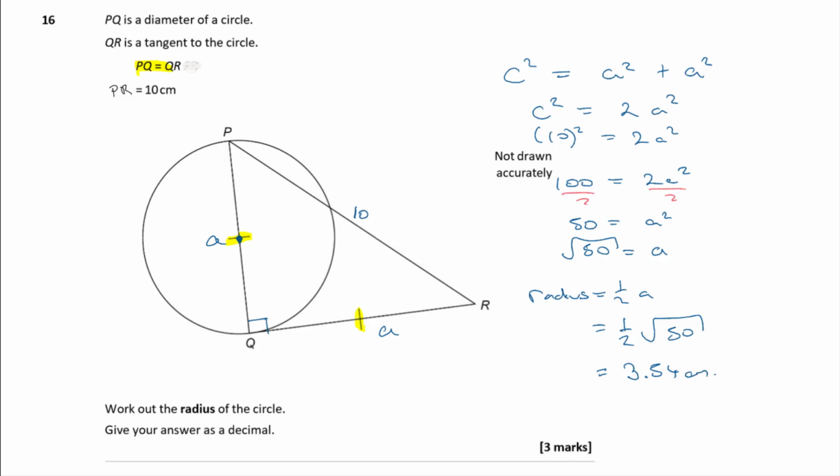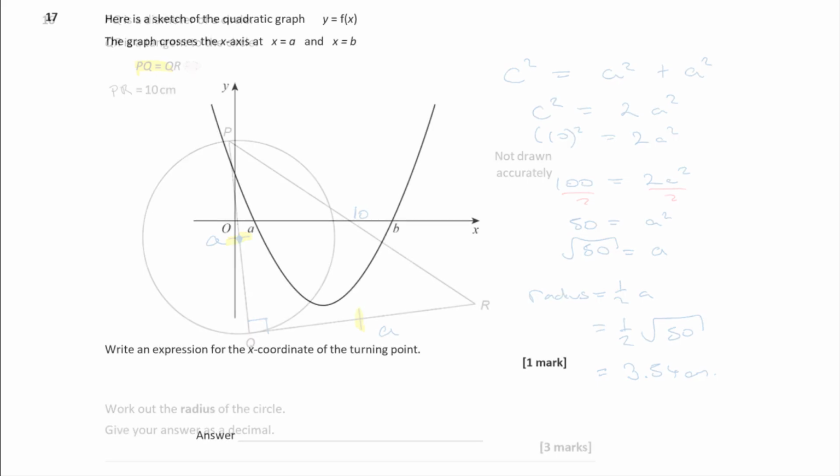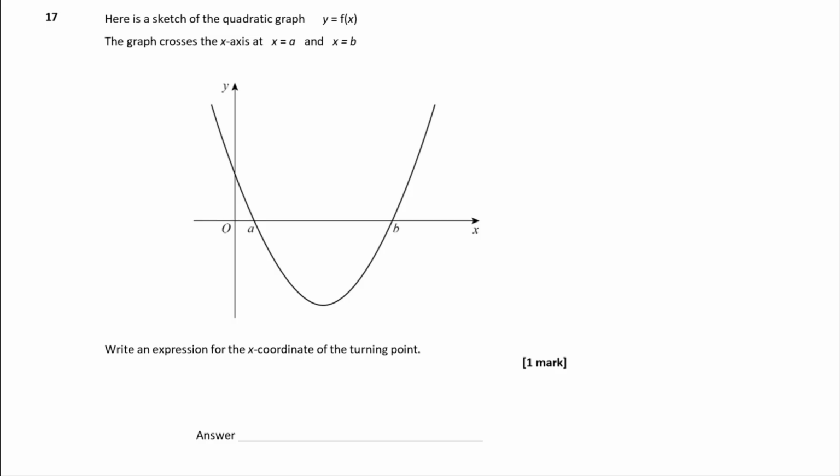Okay. Yeah, so we needed to know a little bit of circle theorem rules. We needed to know that the radius and the tangent met at right angles, but mostly it was a Pythagoras question. Question 17. Here is a sketch of a quadratic graph, y equals f of x.